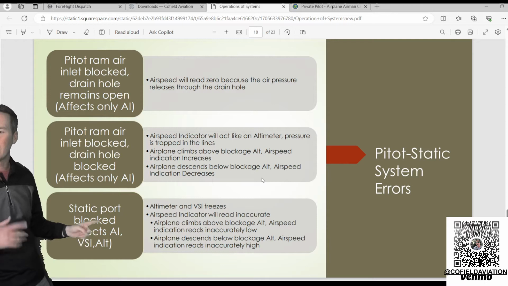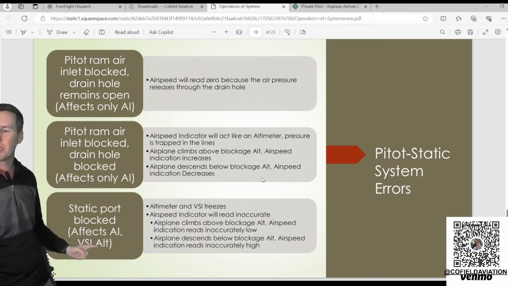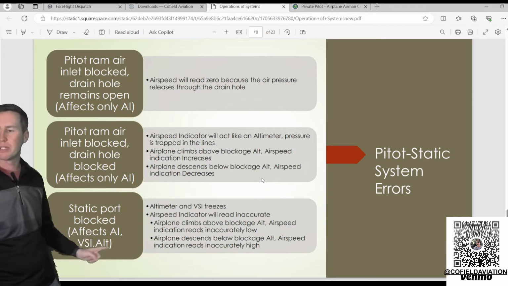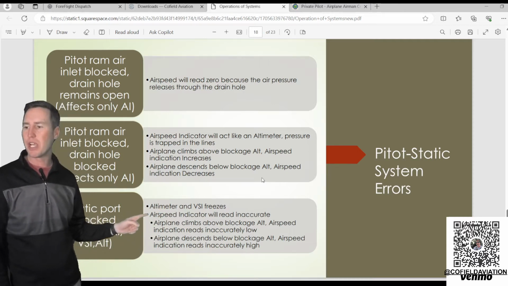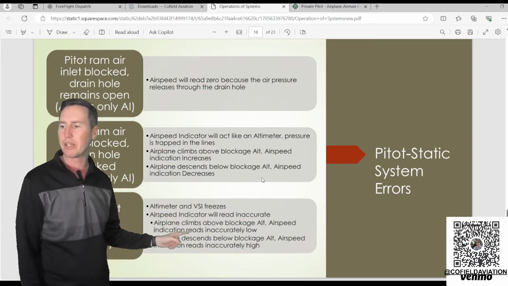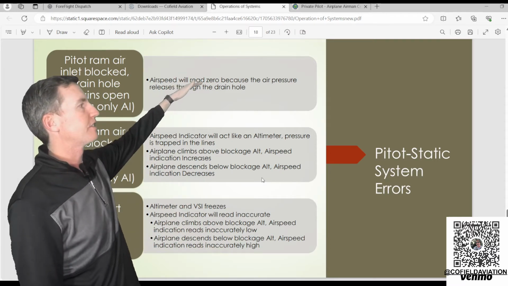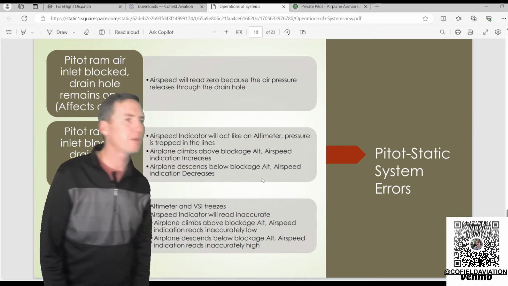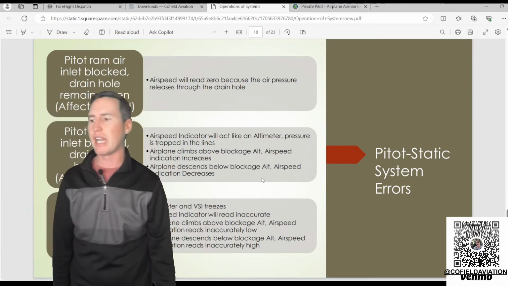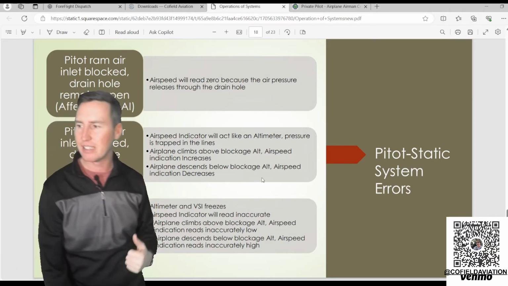Last, we talked about the first indication. Static port is blocked. That affects all three: the airspeed indicator, vertical speed indicator, and the altimeter. The altimeter and the VSI freeze, so they show no change. Airspeed indicator will read inaccurate, and we talked about that. As you go above the altitude, it is actually going to read inaccurately low. As you descend below the altitude where that static port became blocked, it's going to read inaccurately high. Okay, so those are your Pitot-static errors.